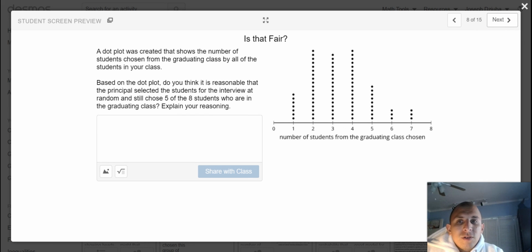Once again, we have another dot plot that was created that shows the number of students chosen from the graduating class by all the students in our class. Based on the dot plot, do we think it's reasonable that the principal selected the students for the interview at random, or still chose 5 of the 8 students who are in the graduating class? Explain your reasoning.